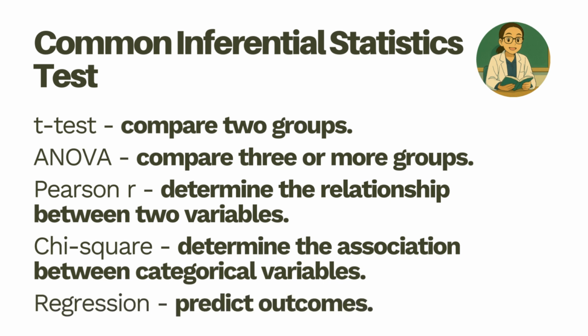Regression is used when the researcher wants to predict outcomes. It helps explain how one variable can influence or predict another variable. Choosing the correct statistical test is important because using the wrong test can lead to incorrect conclusions.